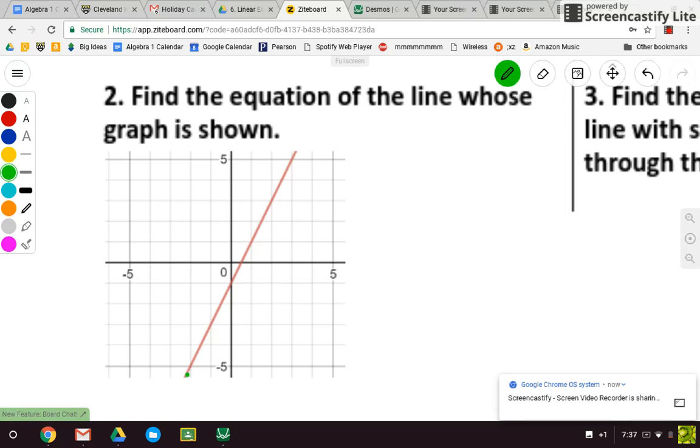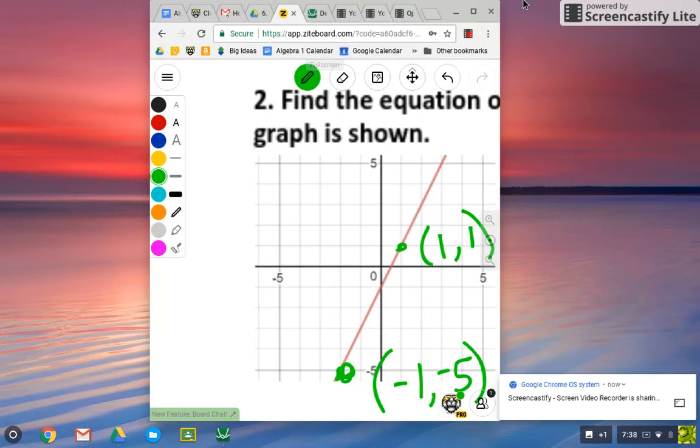I'm going to use this one down here, if I can get it, it's like right there. Okay, so that is -1, -5. And then the next point I'm going to use is this point up here, which is 1, 1. Could I have used different points? Yes, totally I could have used different points. Those are the 2 that I chose to use.